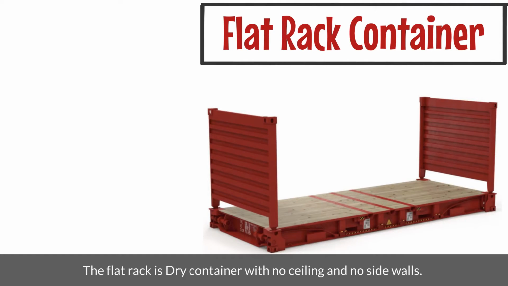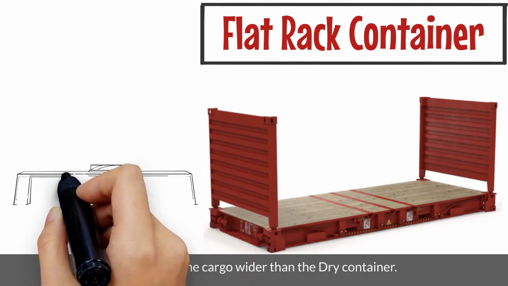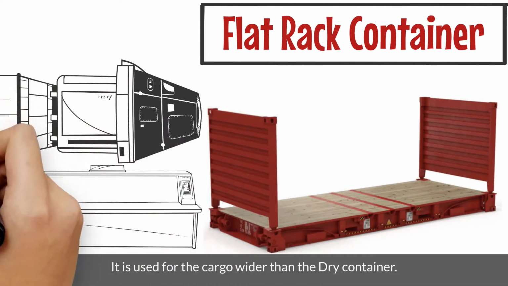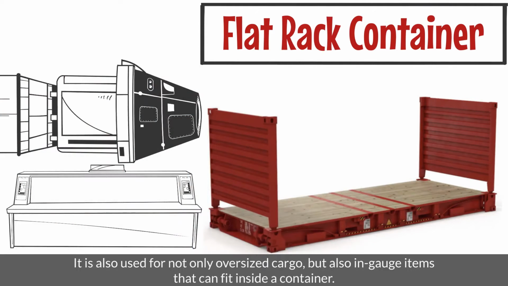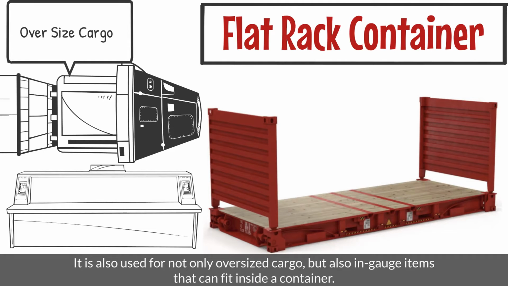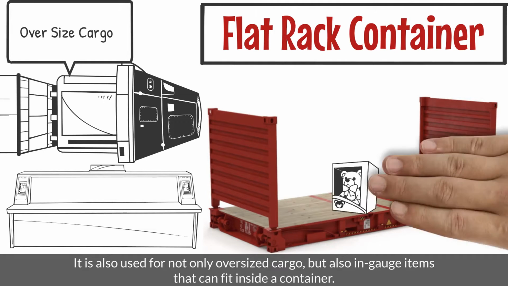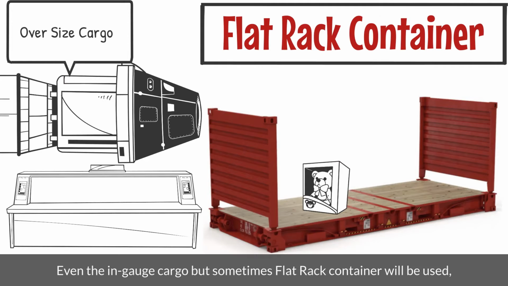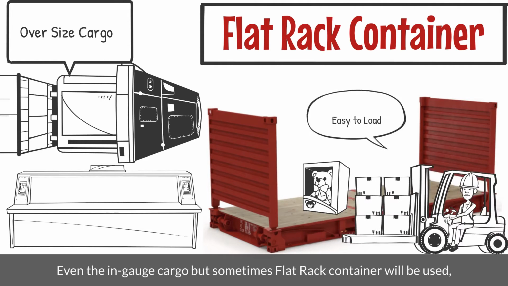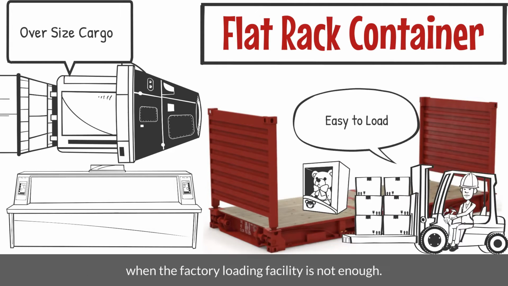Then flat rack container. The flat rack is a dry container with no ceiling and no side walls. It is used for cargo wider than the dry container. It is also used for not only oversized cargo, but also cargo that can fit inside a container. Even for such cargo, sometimes a flat rack container will be used when the factory loading facility is not enough.